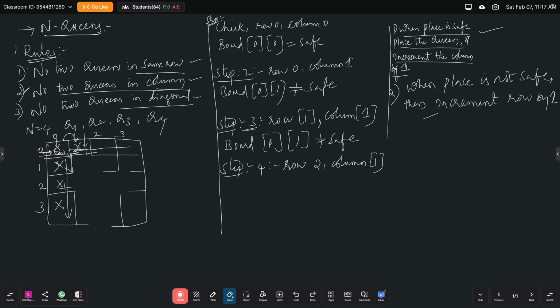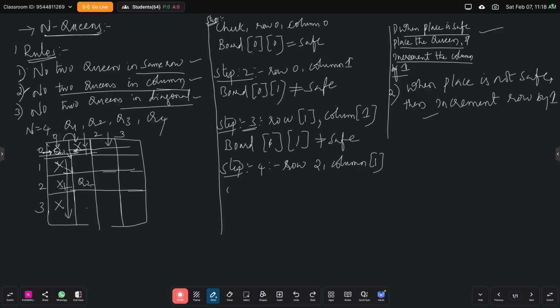Okay, so this is a safe place, so we can place the queen here. Now what is our first rule? Whenever we find a safe place, we have to place the queen. Next, after placing the queen, we have to increment the column by 1. Now come to the second column. Why are we coming to the second column? Because whenever we place a queen in a particular column, we are not able to place one more queen in the same column. That's why we are directly shifting to another column.